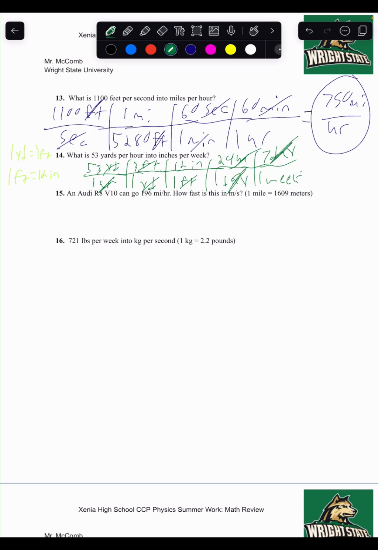Double check at the end. We have weeks on the bottom. We have inches up top. We're good. 53 times 3 times 12 times 24 times 7 divided by a bunch of ones is 320,544. 320,544 inches per week.